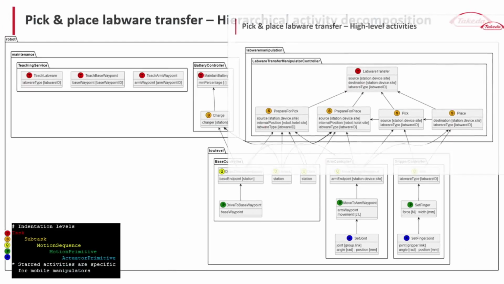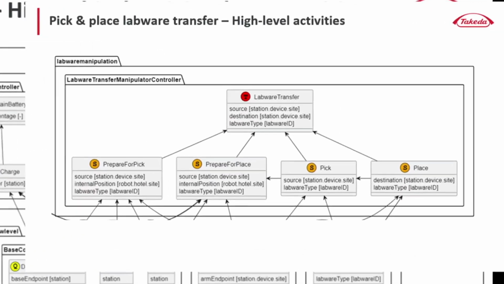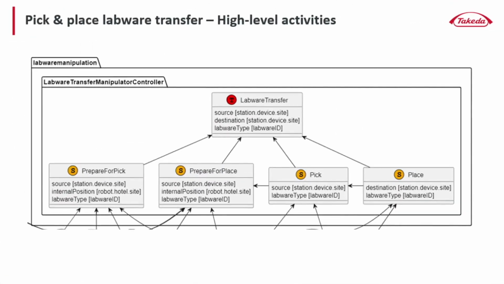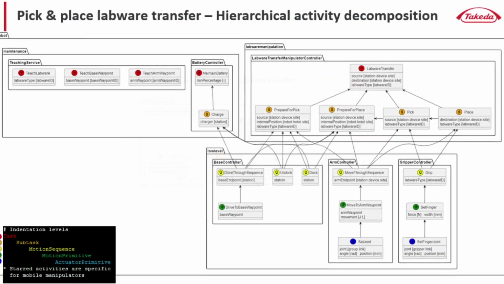The next most important category is an outcome-oriented category, still fairly high level, so task level and subtask level. This is for lab work transfer. And there you see that it consists of a bunch of subtasks, picking and placing the labware, and also some prepare actions. The arrows represent composition, and I will explain why we have horizontal lines also later.